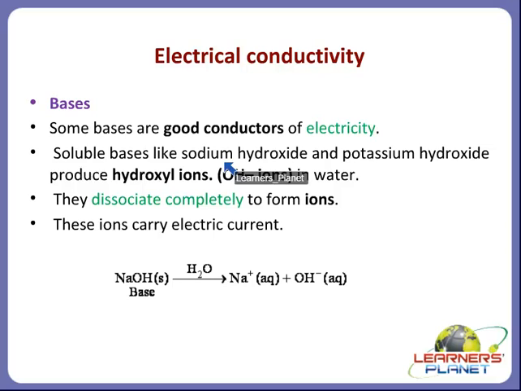Now let's take up bases. How do they behave? Some bases are good conductors of electricity. Again, for conduction of electricity, what is required is ions. Soluble bases like sodium hydroxide and potassium hydroxide produce hydroxide ions, OH minus ions, in water. They dissociate completely to form ions. These ions carry electric current, like NaOH dissociating to form Na plus and OH minus ions.